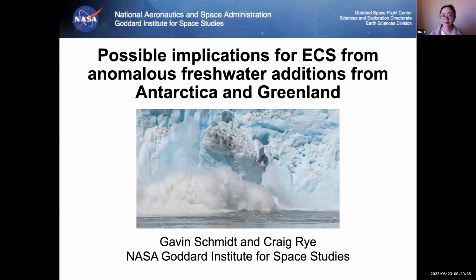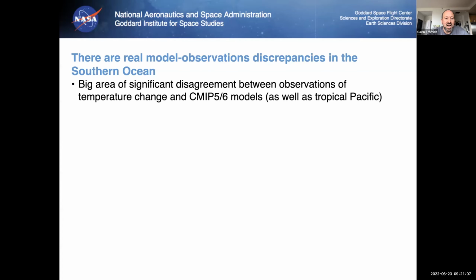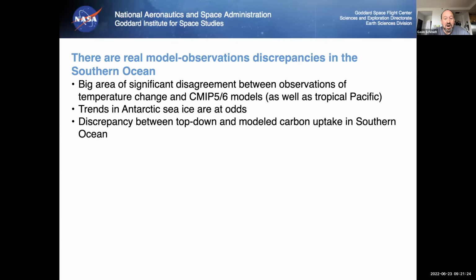Yes, the title says it all. Let me just explain what I'm talking about here. There are real model and observation discrepancies in the Southern Ocean. I think we may all be aware of that, but I'll just go through them. The temperature changes and salinity changes are very large differences between the CMIP5 and 6 models and the observed trends. The trends in Antarctic sea ice are at odds with what's been observed.